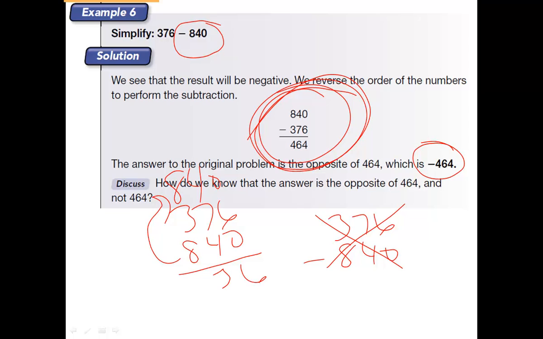But then it's so important that we remember that this is a negative number and not a positive number. That's the whole trick to learning this. You've got to remember that part right there, or you'll always be getting this wrong. You'll be writing 464, which is not the same thing as negative 464.